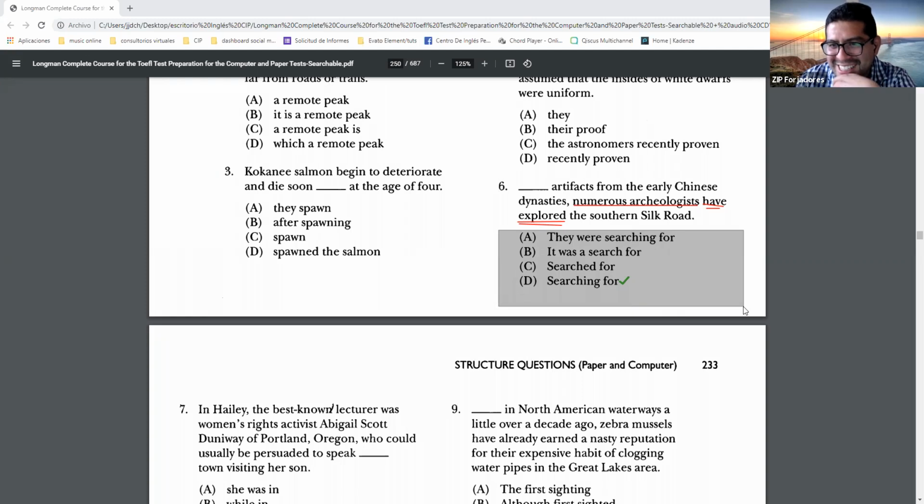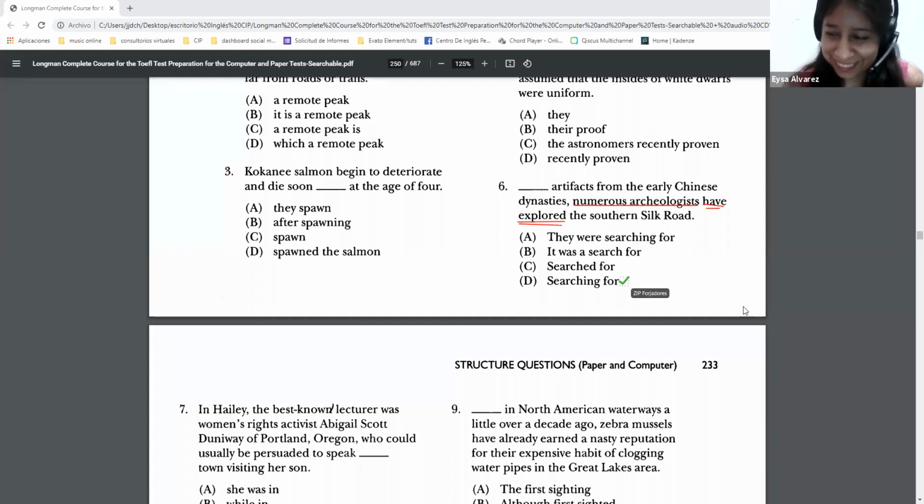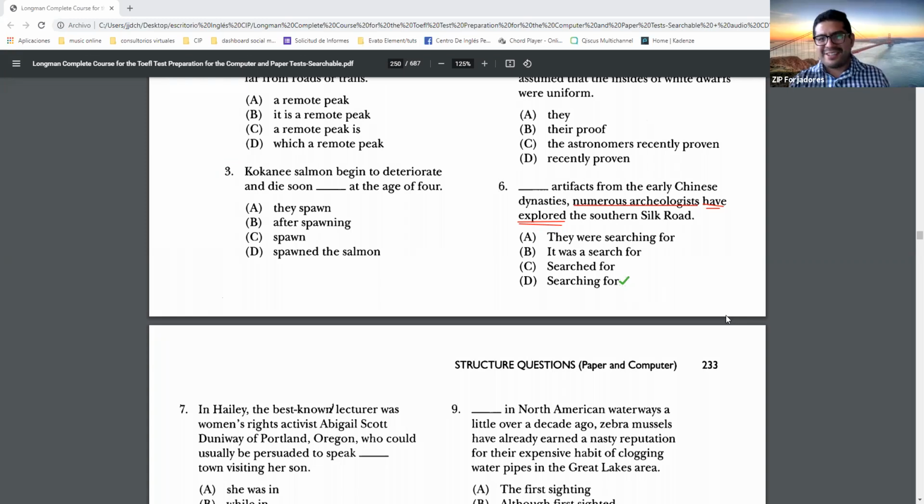Yes, you understand it? It's not reduce. Yes, it's reduced, but it's an adjective clause. It cannot be the complete one because remember, we cannot put the complete one at the beginning. All right, yes, good, thanks.